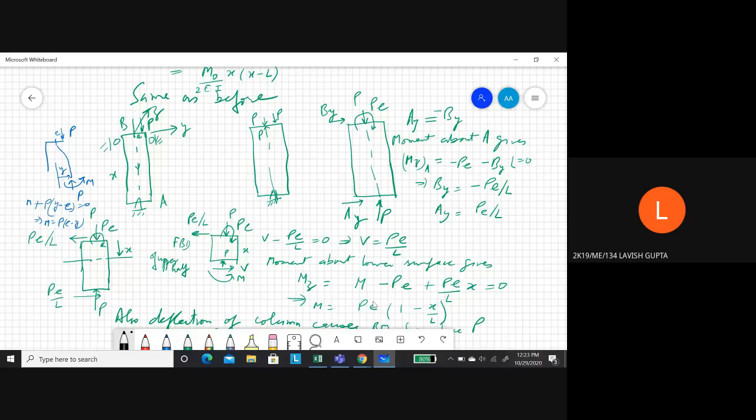Yes, sir. So you see, there is a moment here. So if we draw the free body diagram, right now I'm finding the support reactions. So there will be a vertical force P.